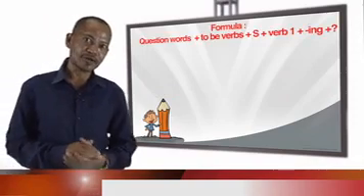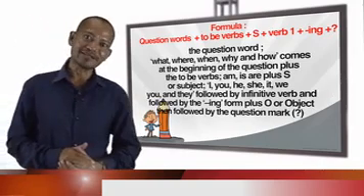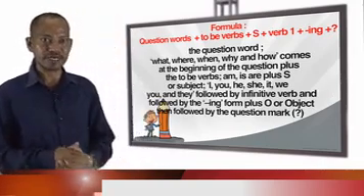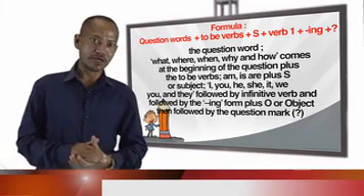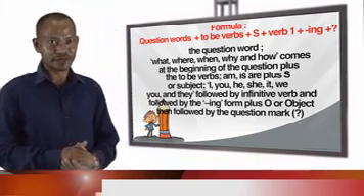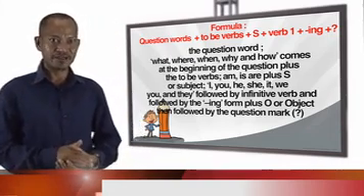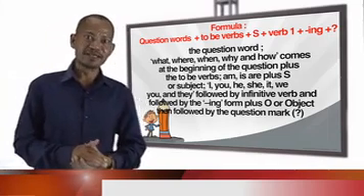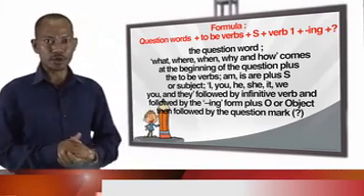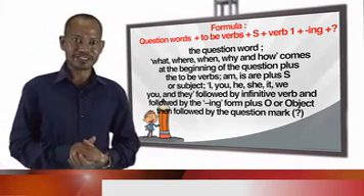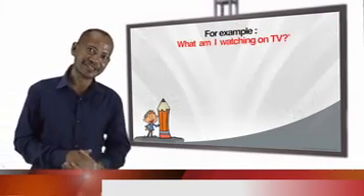In the formula, the question word, in this case what, where, when, why, and how, comes at the beginning of the question, and then plus the to be verbs, in this case am, is, are, plus S or the subject, in this case I, you, he, she, it, we, you, and they, plus the base form of the verb, then followed by the ing form, plus O or the object, and then plus the question mark. Let's look at the first question.